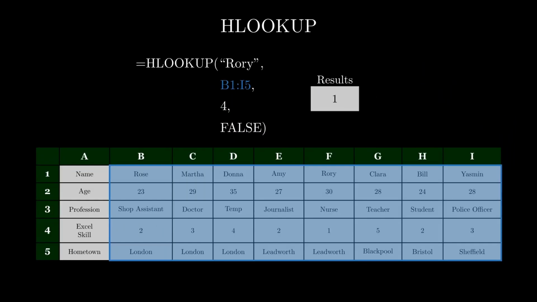VLOOKUP's sister function, HLOOKUP, works in much the same way, except that HLOOKUP is for horizontal tables, while VLOOKUP is for vertical tables. Remembering to add in the FALSE at the end, or wasting time counting rows and columns, makes these functions slow and error-prone.